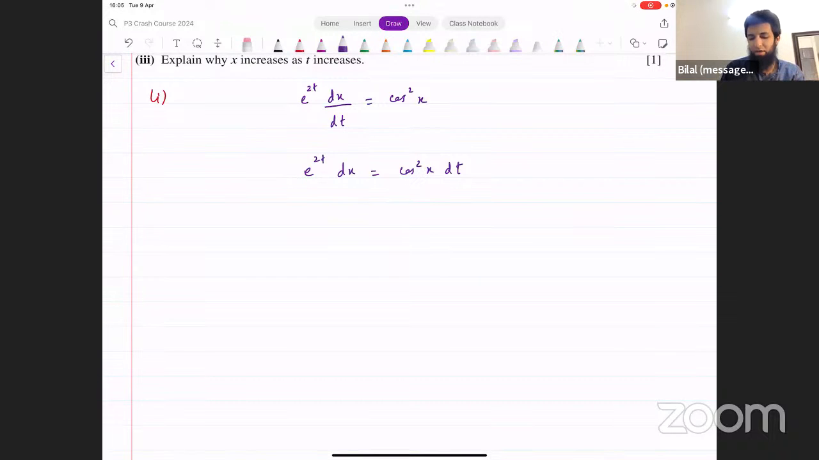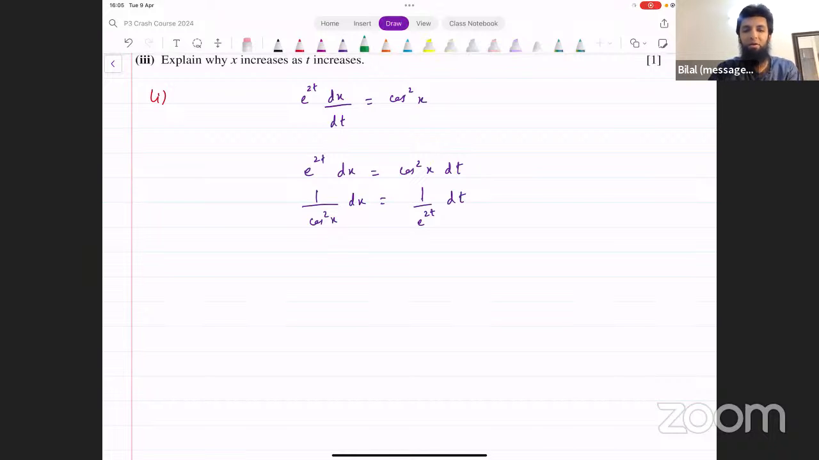So how do you do that? You say this is 1 over cos square of x into dx. Take e raised to power 2t on the right side, it becomes 1 over e raised to power 2t dt. You have separated the variables. x terms are on the left side now, t terms are on the right side. Okay? How do you integrate both sides now?